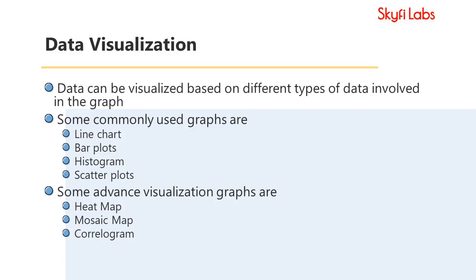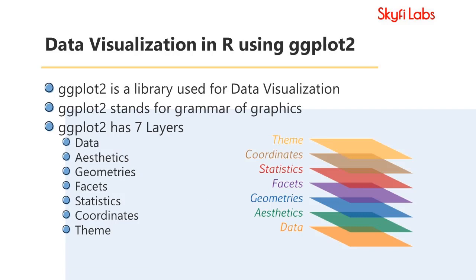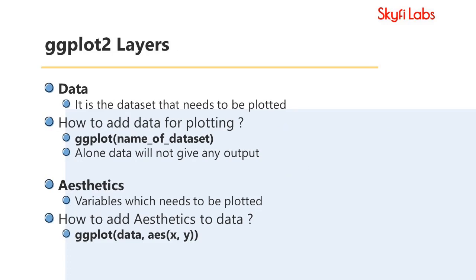Just like data manipulation had a library called dplyr, here also we use a library called ggplot2. ggplot2 stands for the grammar of graphics. Any plot produced by ggplot2 will have a maximum of 7 layers, namely, data, aesthetics, geometries, facets, statistics, coordinates, and theme. Let's learn about each layer, in detail.